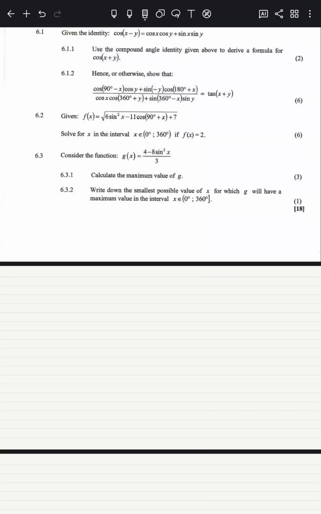So now we're going to look into 6.2. Now the question in 6.3 is very, very interesting. It's out of 6 marks. They say that given f of x is equal to 2, find the value of x. So what we're going to do here is say f of x, as always, f of x.